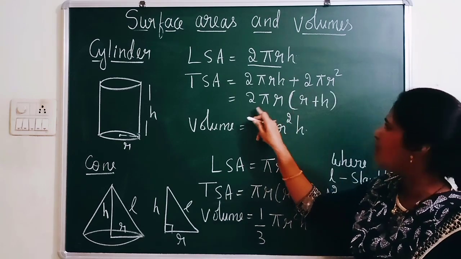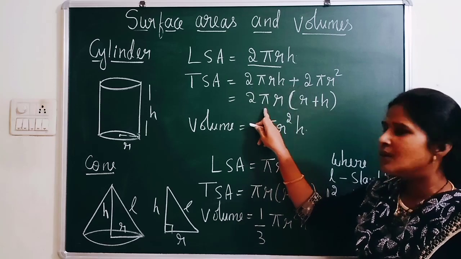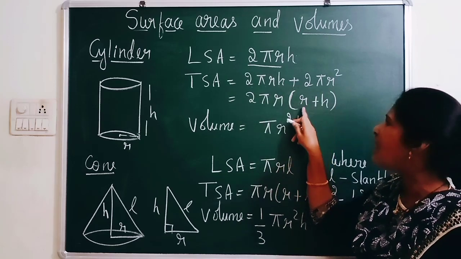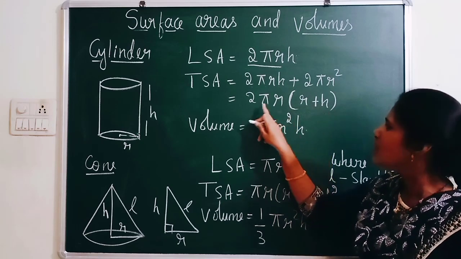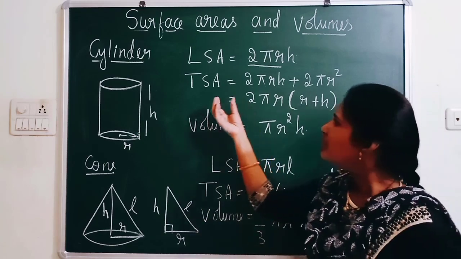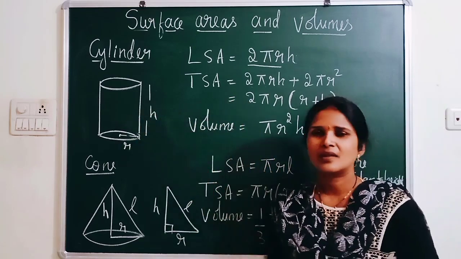So easy to remember, I have taken 2 pi r common. So 2 pi r into h plus r should come, but I have written r plus h. Both are the same. So 2 pi r into r plus h is the total surface area of the cylinder.